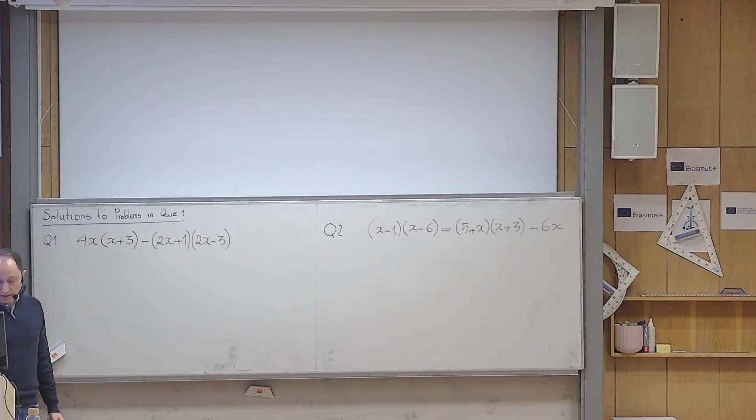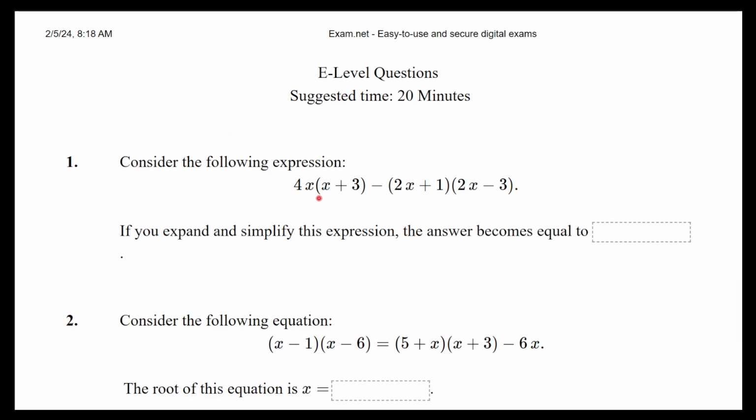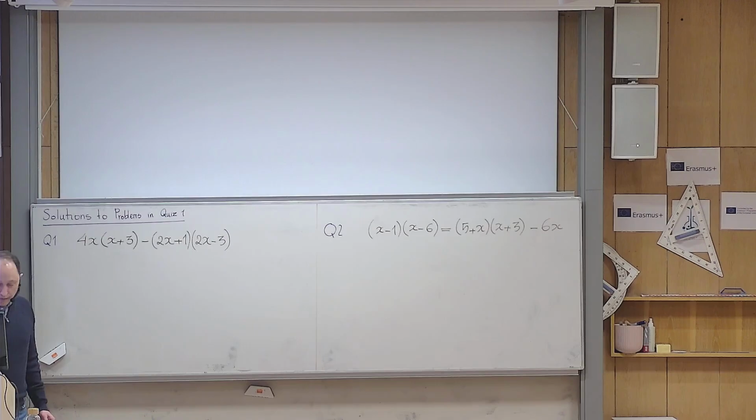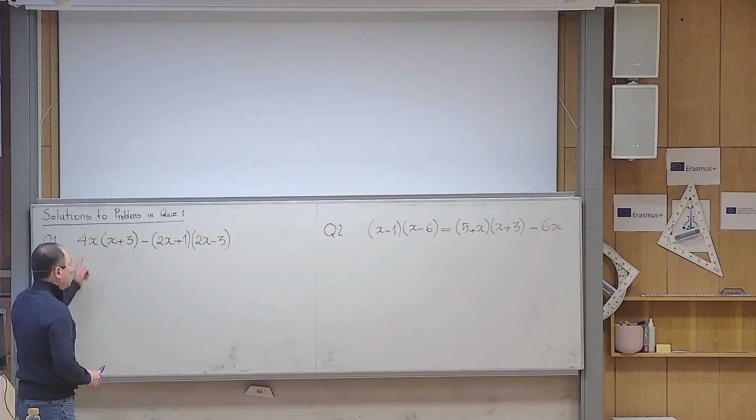Okay, so the first question, as you see: consider the following expression. If you expand and simplify this expression, the answer becomes equal to something. So I want you to expand and simplify and put the answer here. If you just randomly write something here without any calculations in a scratch paper, it is not acceptable. Even if your final answer is correct, if you don't have calculation on the scratch paper, you will get 0 points. Okay, anyway, I have written this on the board and I want to simplify that.